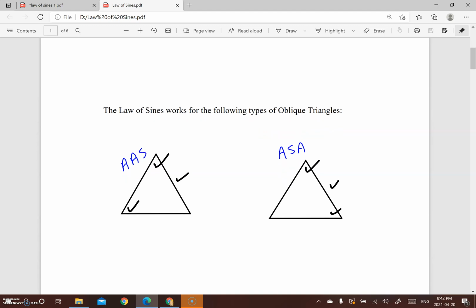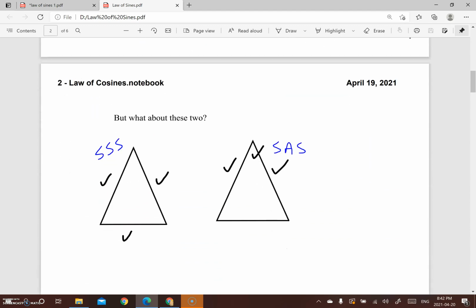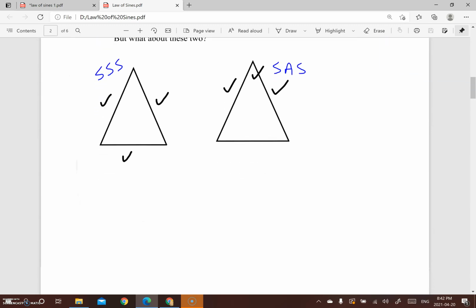The law of sines works for the following: when you have an angle, another angle, and a side, or angle, angle, side. But what about when I have side, side, side, and no angles? Or a triangle with SAS, side, angle, side. Sine doesn't work. This is where we need to use cosine. So if I have all three sides or a triangle with SAS.